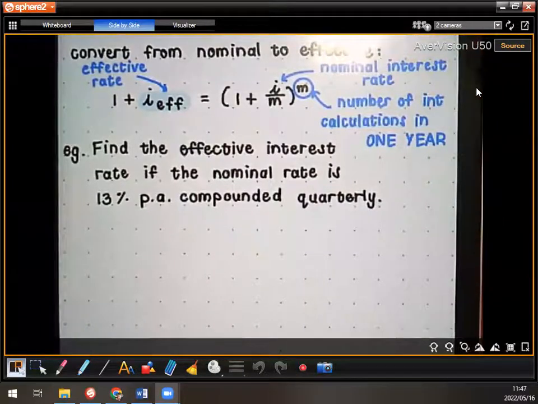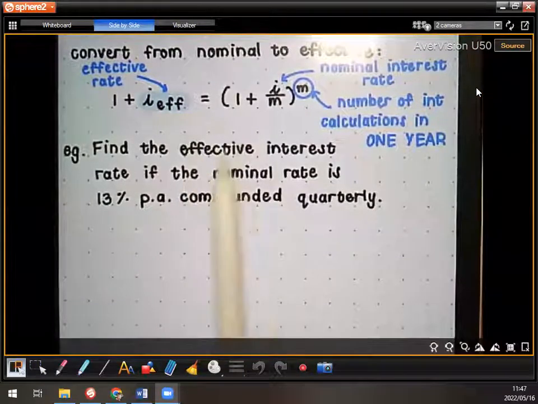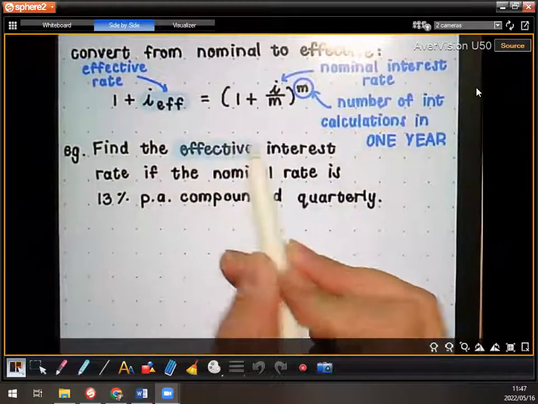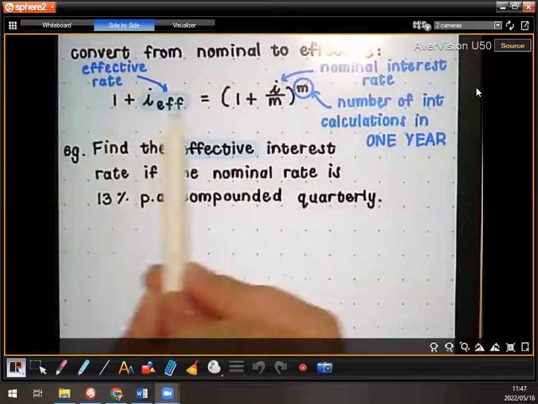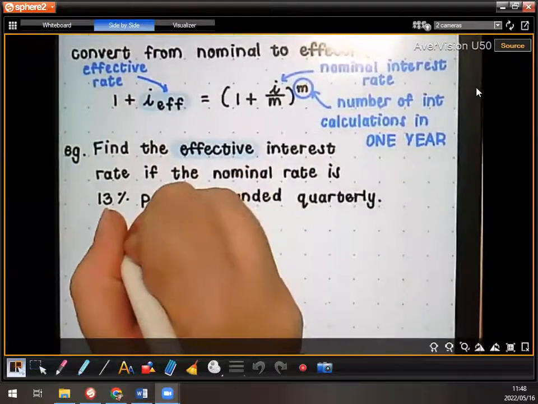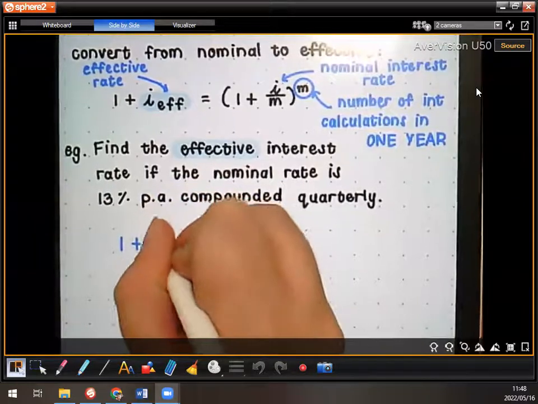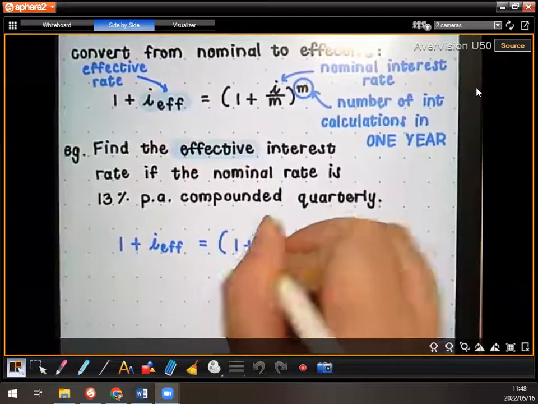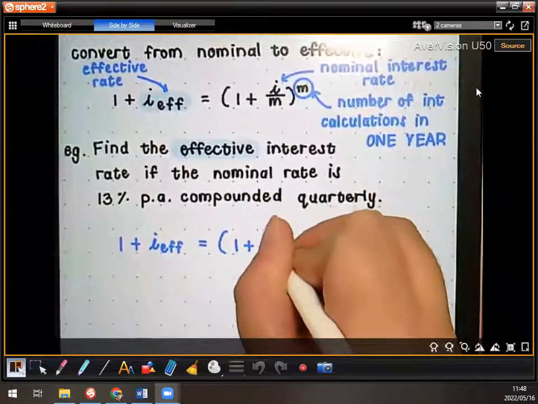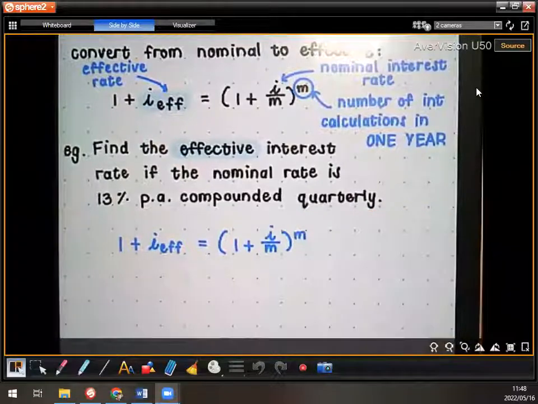So when you're done copying that down, we can just highlight effective because that's what they're asking us for, right? We're saying find the effective interest rate. So they're asking for it, so we're going to write this side first. So we're going to say 1 plus I effective is equal to 1 plus I over m to the power of m. You get a mark for writing just that formula down. So just for memorizing that formula and writing it down, you already have 1 mark.